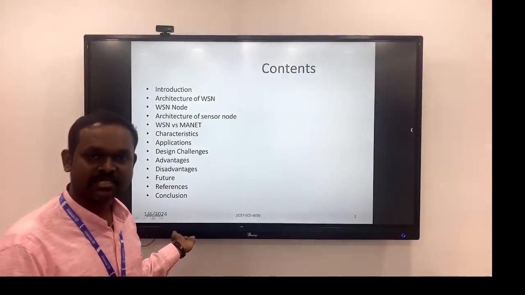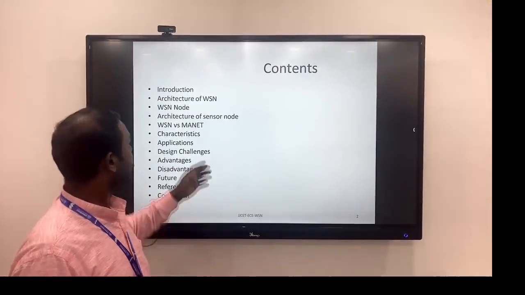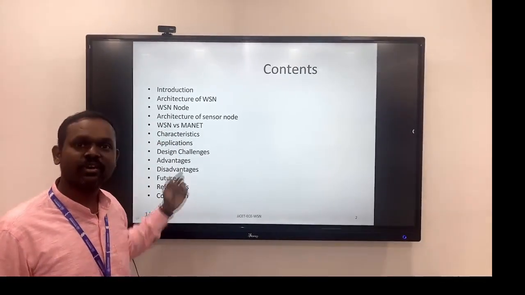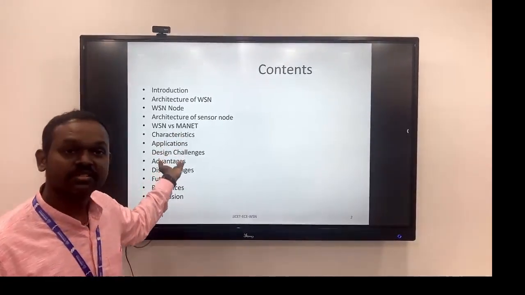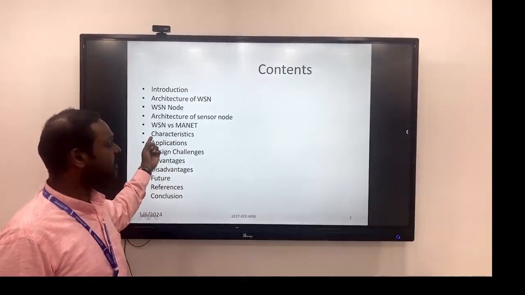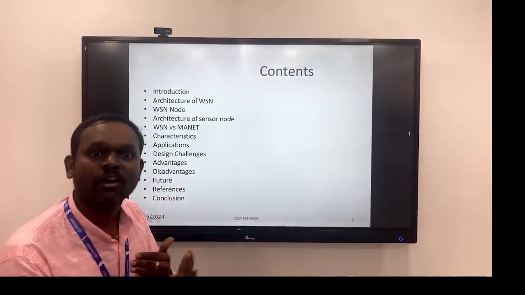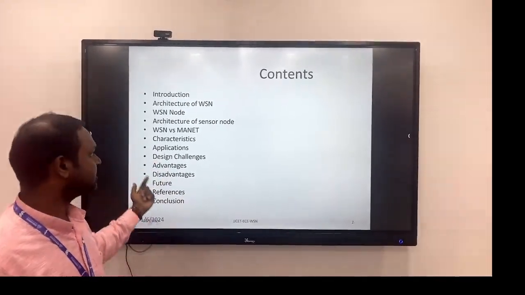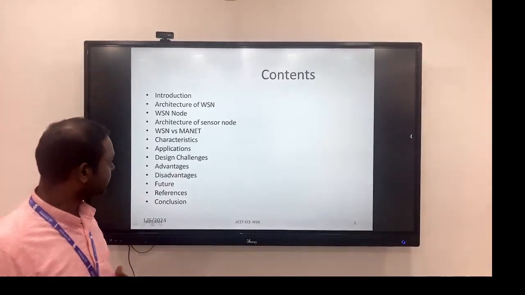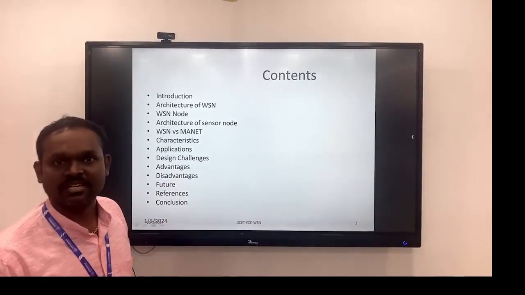So these are all the contents we are going to discuss in this topic: introduction, the architecture of wireless sensor networks and wireless sensor network node, and architecture of sensor node of course, then wireless sensor network versus mobile ad hoc networks, and characteristics of wireless sensor networks, and applications, design challenges, advantages, disadvantages, future and references.